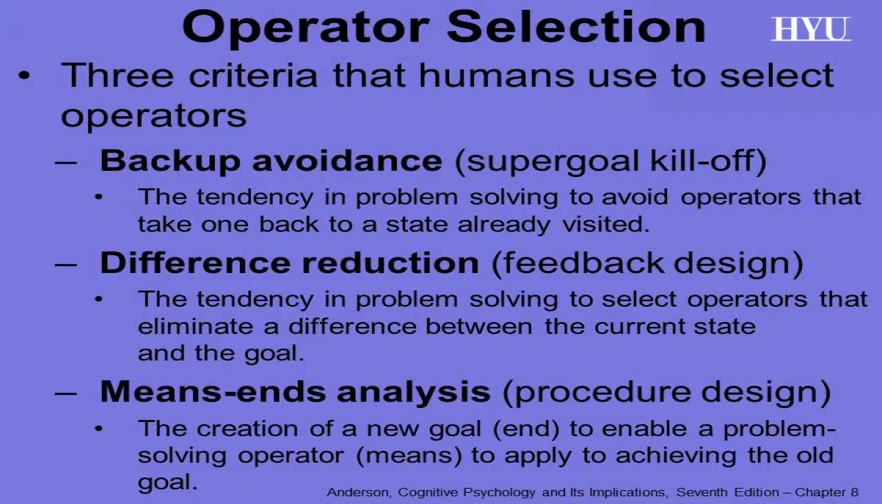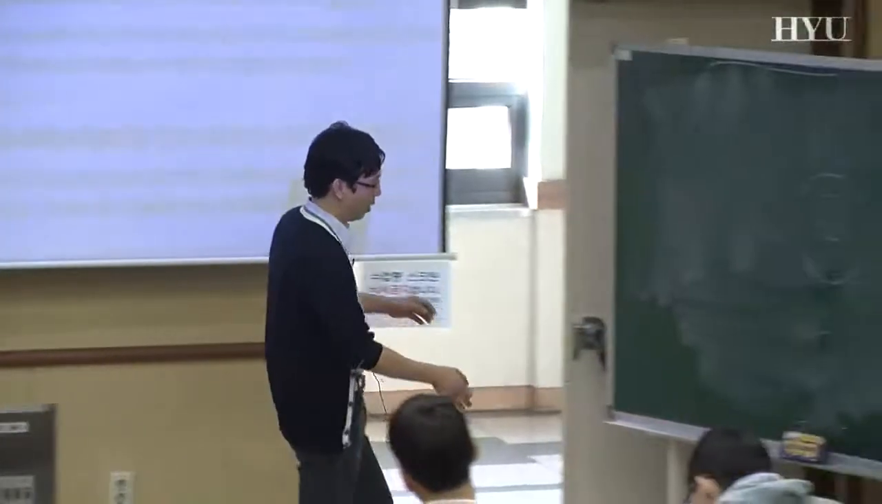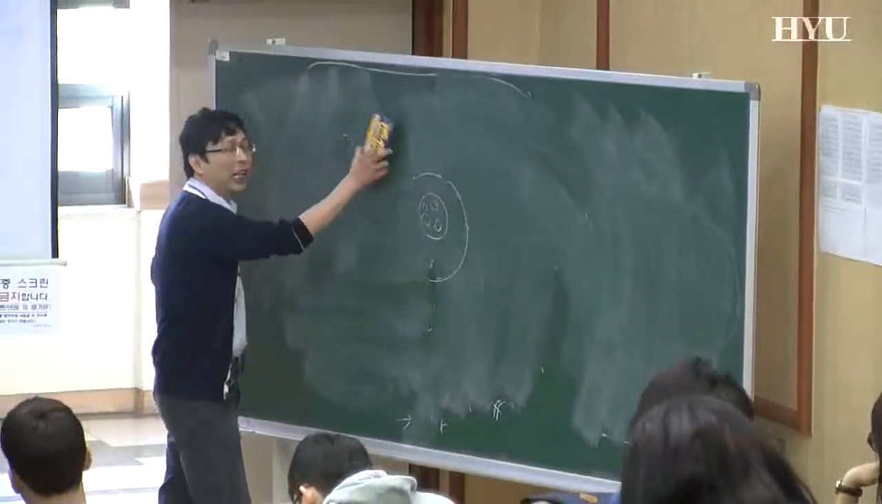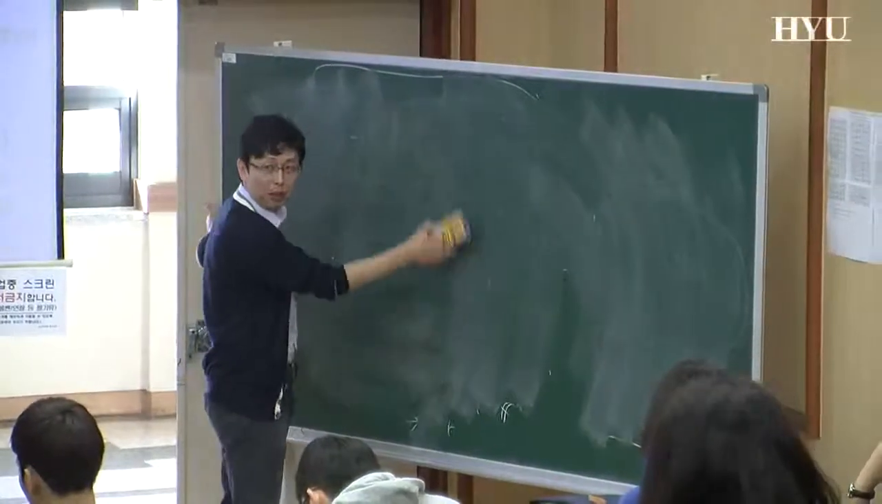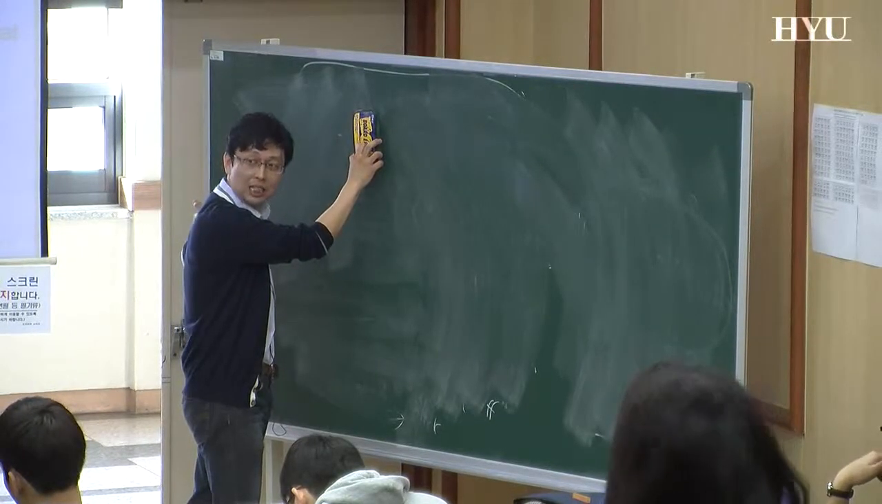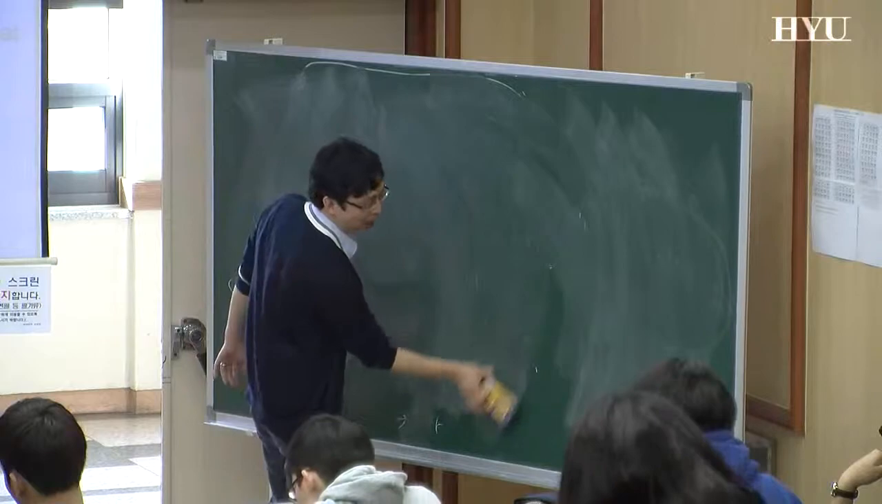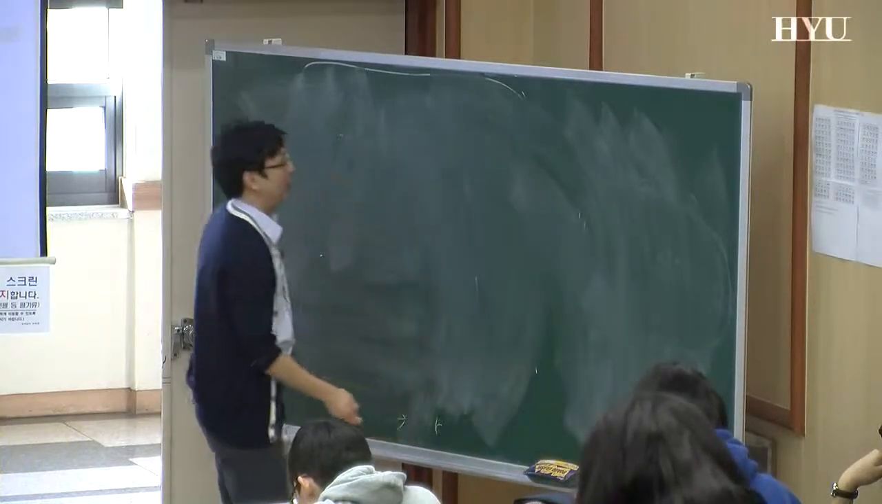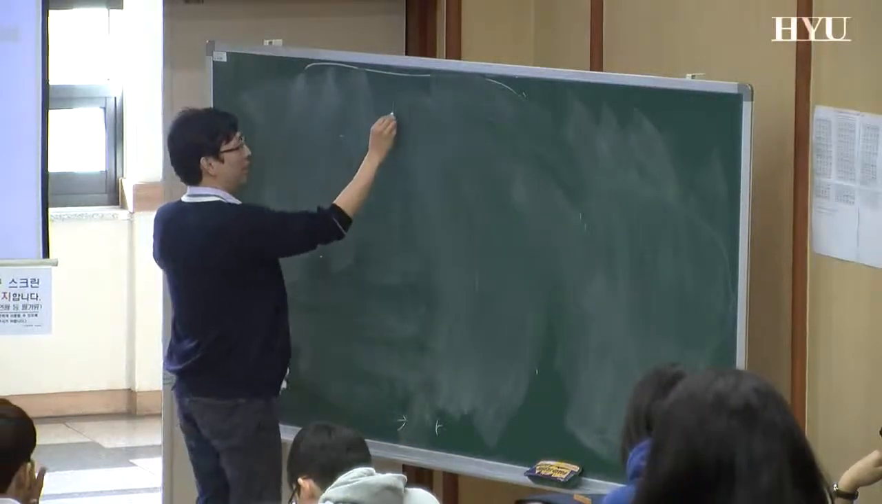The first one is backup avoidance. We never go back. We keep going forward. Okay? The idea is this one. For problem solving in our human behavior, that's why humans cannot find the optimal solution sometimes. Computer can do it. Right? You have to know exactly the difference between human and computer, this way. Okay, I can make a structure.